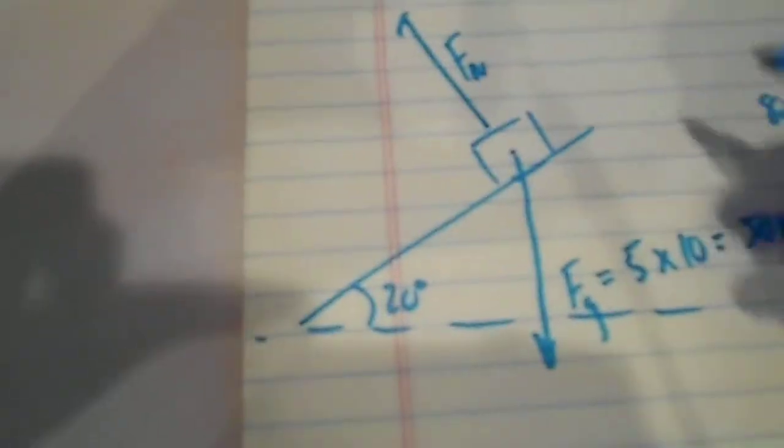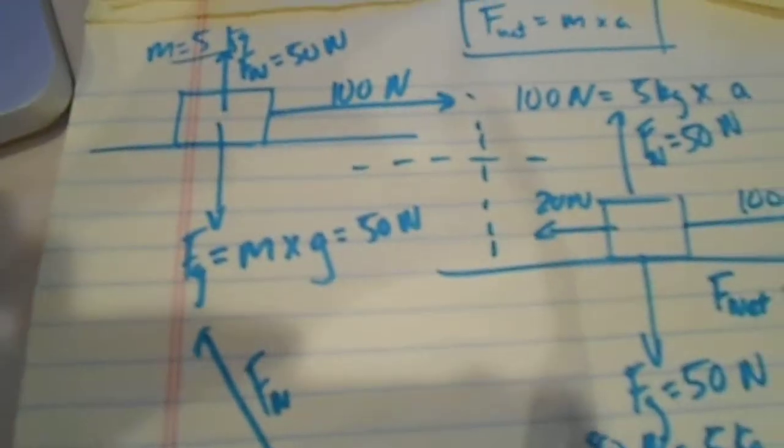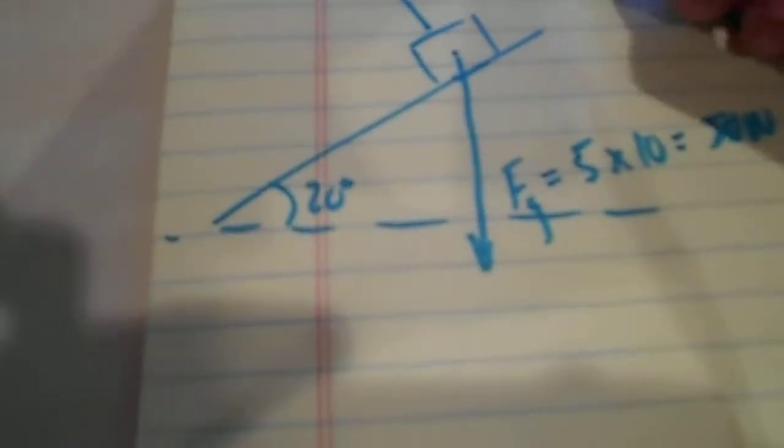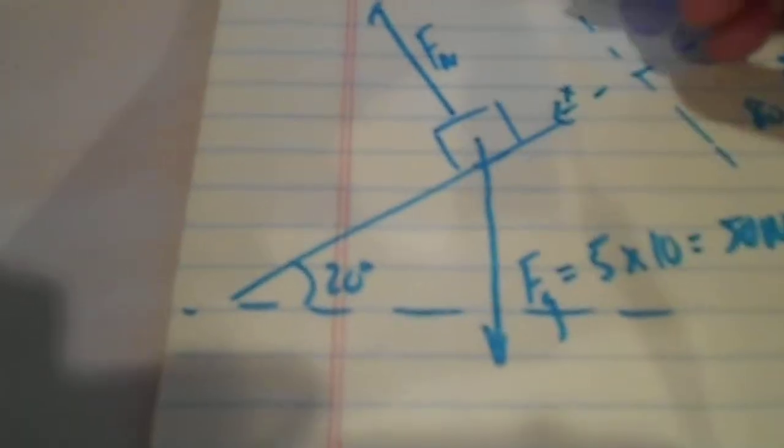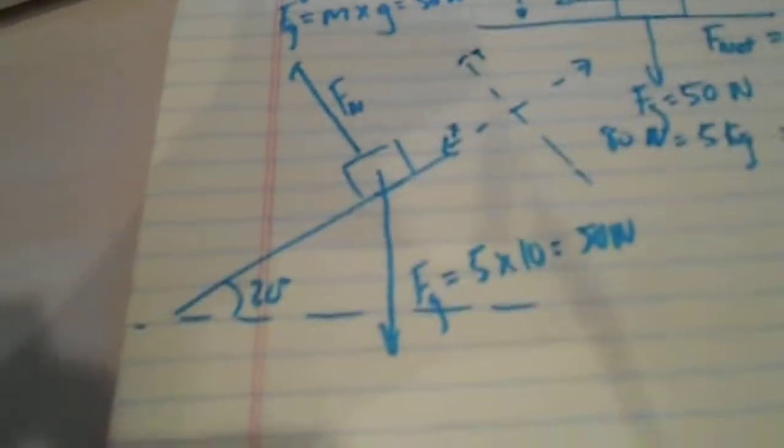Now, this is where it gets funky. I actually have to twist my coordinate system. In these problems, I was doing my coordinate system as x direction horizontal, y direction vertical. Now I have to shift it. I'm going to shift my x and y like so, so that my x is parallel with my incline and my y is perpendicular.